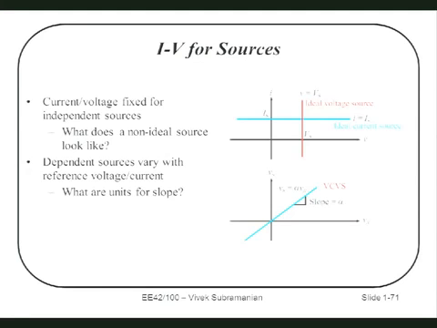If I had the opposite plot where I had I here and I had V over here, what would the slope be? Inverse of resistance. Anybody know what that's called?